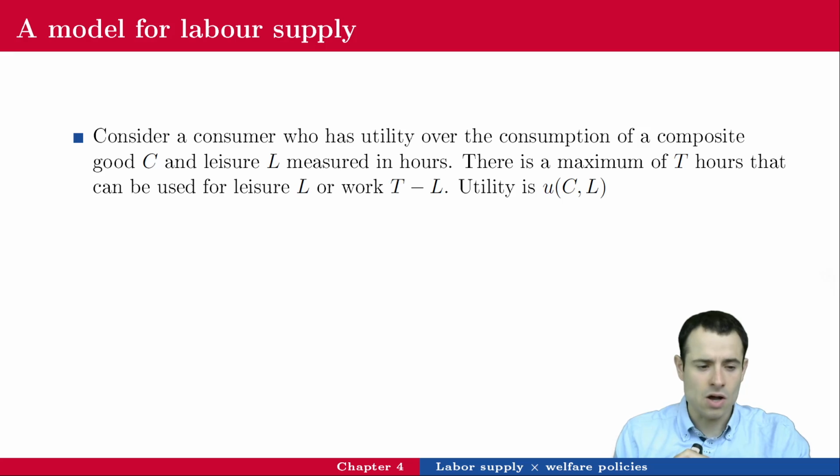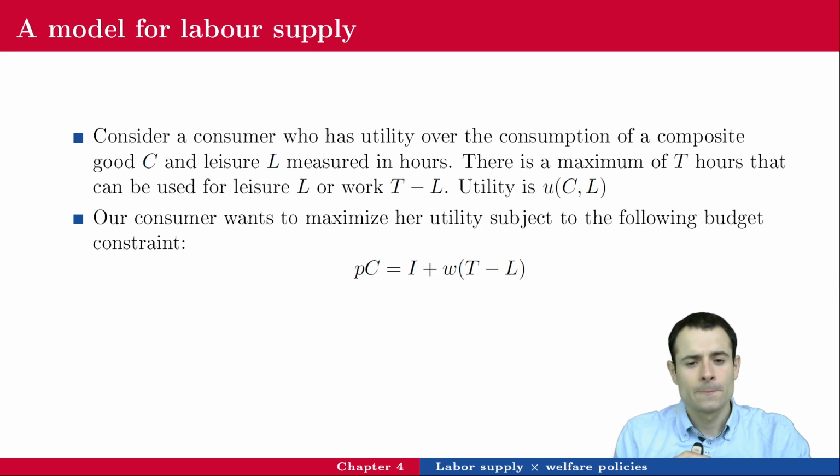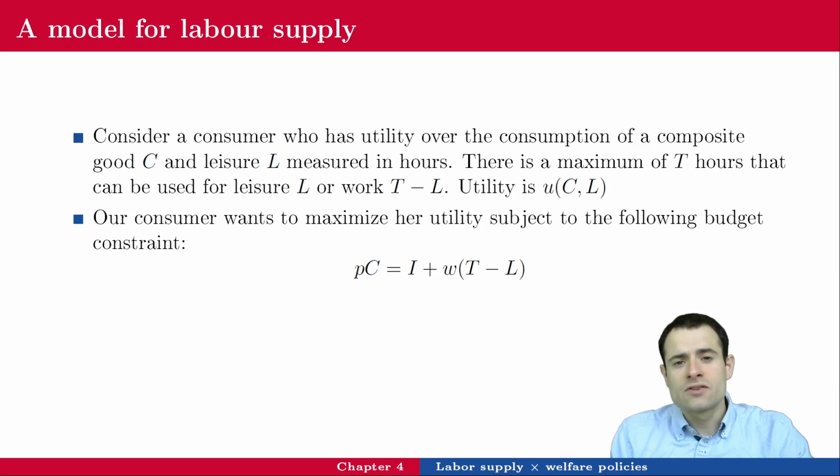Utility then depends on consumption and leisure. Utility increases in both of these commodities. Our consumer wants to maximize her utility subject to the following budget constraint. Budget constraints always follow the same format. What is spent must be equal to what is earned, or must be lower or equal to what is earned.